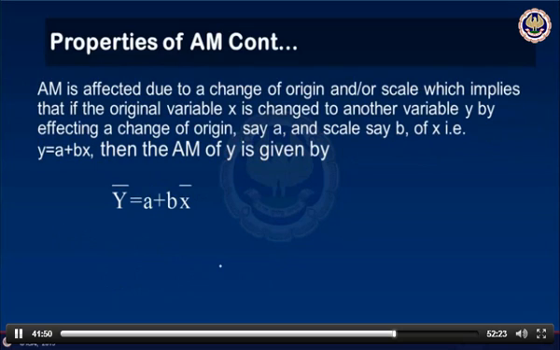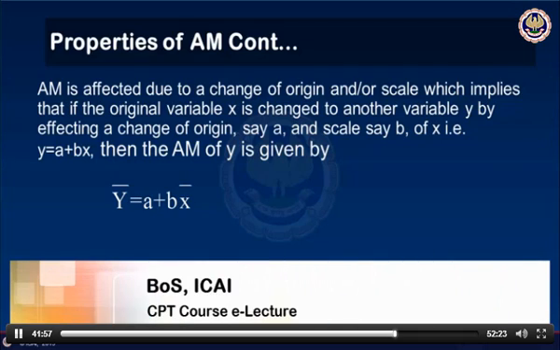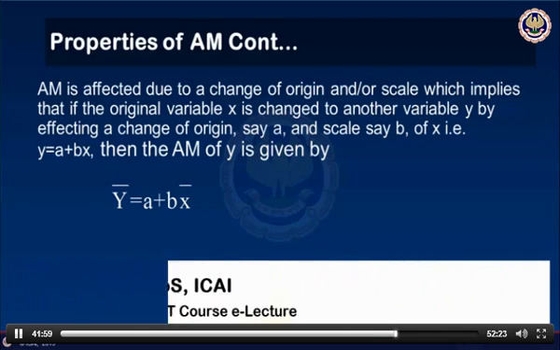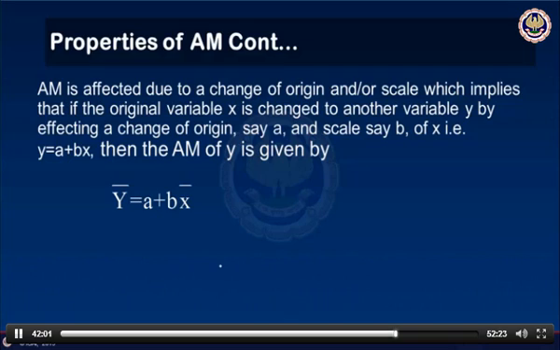Next property, the mean is affected due to change of origin and scale, which implies that the original variable is changed to another variable by a change in origin, say a, and scale, say b, that is y equals a plus b x, then the mean is y bar equal to a plus b into x bar.